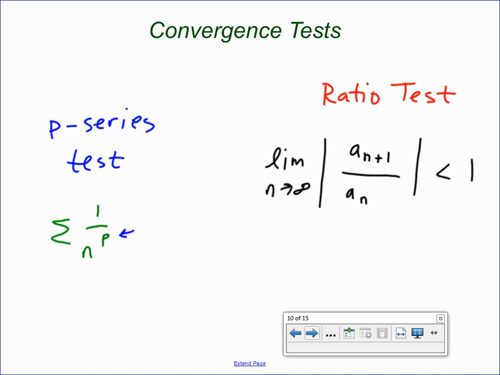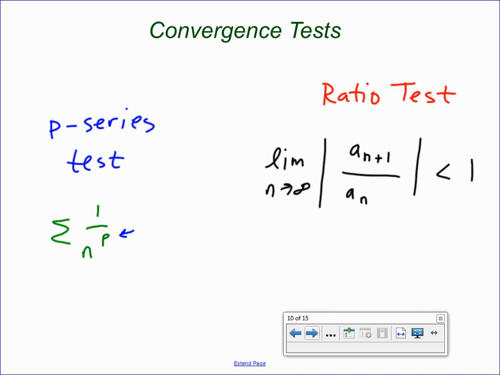Absolutely. If the limit of the n plus first term to the nth term, if this ratio is less than 1, then the series converges. If it's greater than 1, the series diverges. What happens if it's equal to 1? Inconclusive. It doesn't mean that it converges. It doesn't mean that it diverges. It just means it's inconclusive and you have to use a different test.